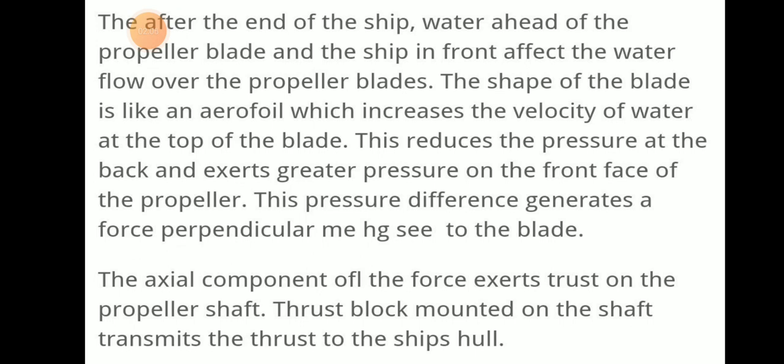At the aft end of the ship, the water ahead of the propeller blade and the ship in front affect the water flow over the propeller blade. The shape of the propeller blade is like an aerofoil, which increases the velocity of water at the top of the blade. This reduces the pressure at the back and exerts greater pressure on the front of the propeller. This pressure difference generates a force perpendicular to the blade. The axial component of the force exerts thrust on the propeller shaft, and the thrust block mounted on the shaft transmits the thrust to the ship hull.